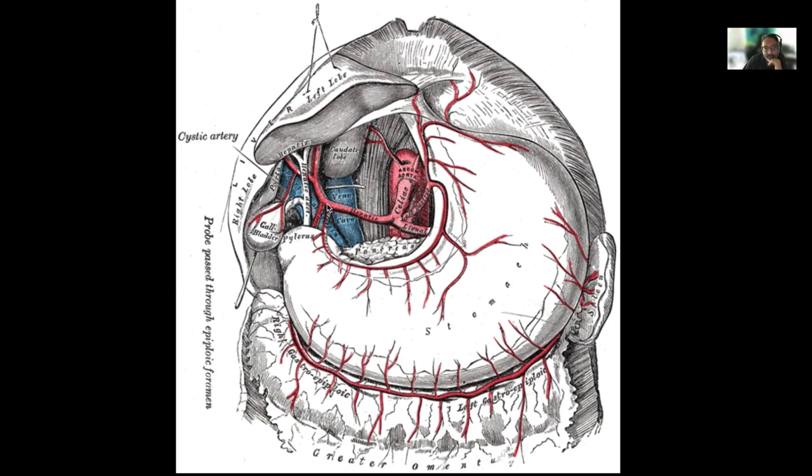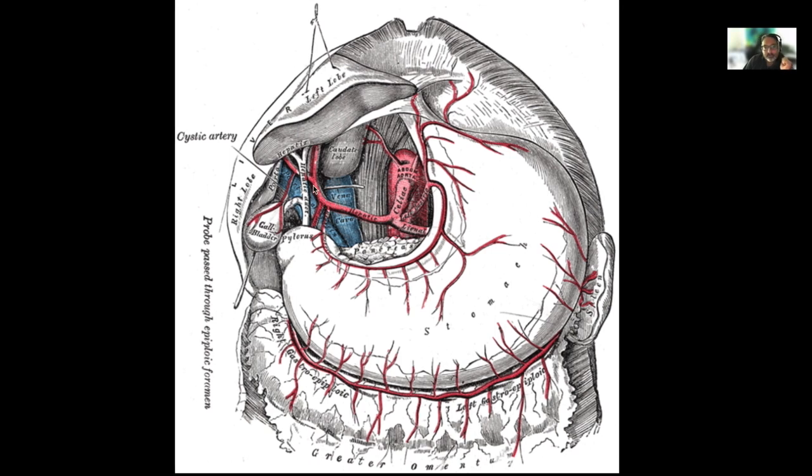Now, the common hepatic artery then gives off, as I mentioned, the gastroduodenal artery. Then it continues on as the proper hepatic artery. So here it was the common hepatic artery. Here it's the proper hepatic artery. And the proper hepatic artery then has a right hepatic artery and a left hepatic artery. And the cystic artery can come from the right hepatic artery, or it can just come from the proper hepatic artery.